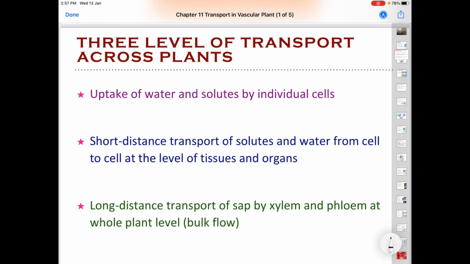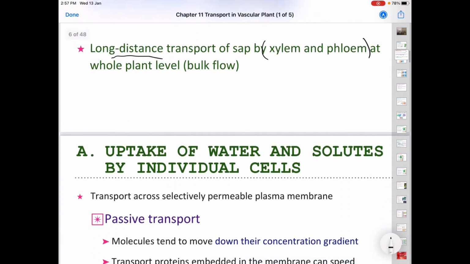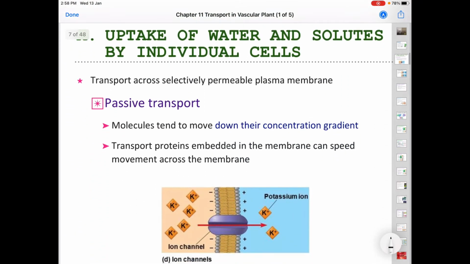So again, the three levels of transport: the uptake of water and solids by the individual cells, which is referring to the root cells; the short distance transport of solids and water from cell to cell at the level of tissues and organ; and the last is long distance transport, which involves the xylem and phloem. Okay, now we go into details.